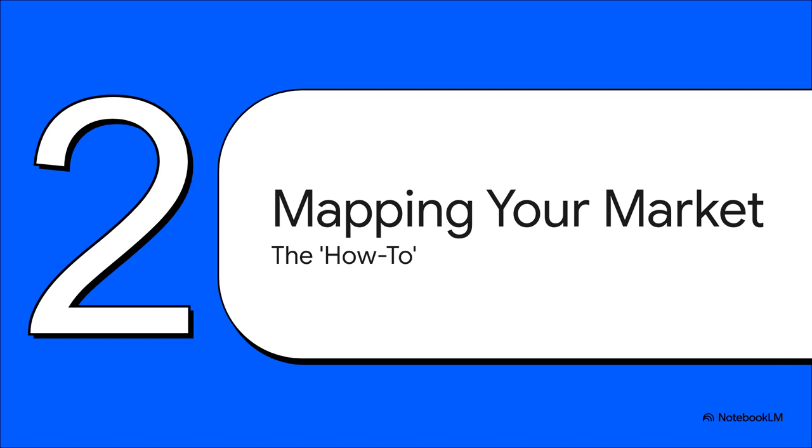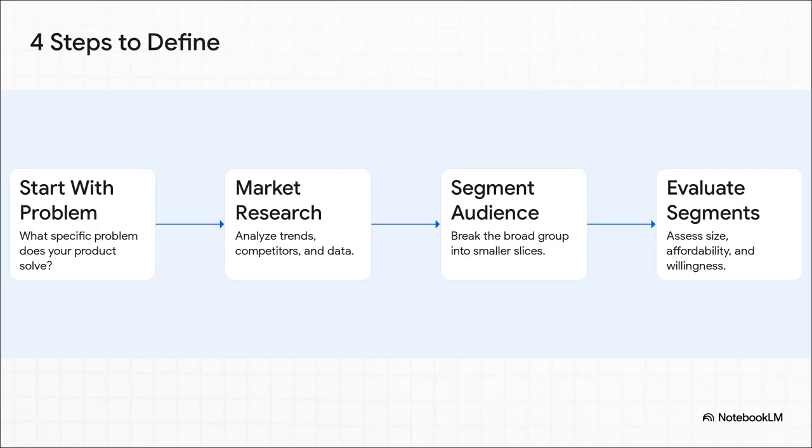All right, so knowing the lenses is one thing. But now let's get practical. Let's talk about the how. How do you actually sit down and map out your own target market? It's really a 4-step process. You always start with the problem you solve. From there, you do your homework, real market research, to slice that big audience into smaller groups. And then you look at each of those slices to find your sweet spot, a group that's big enough, can afford what you're selling, and actually wants it.